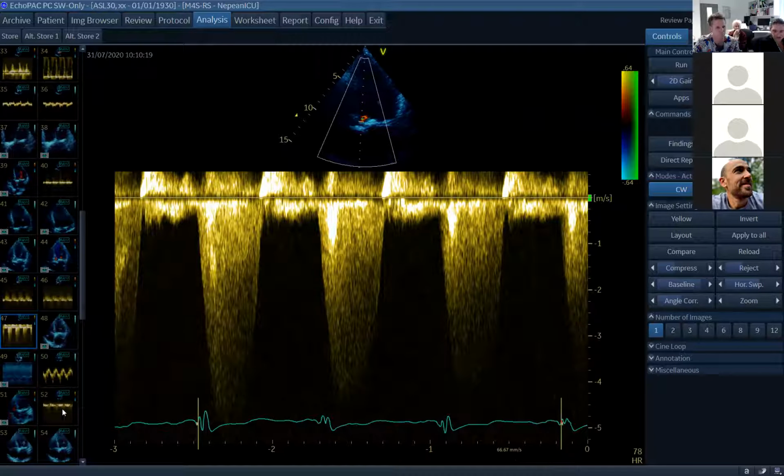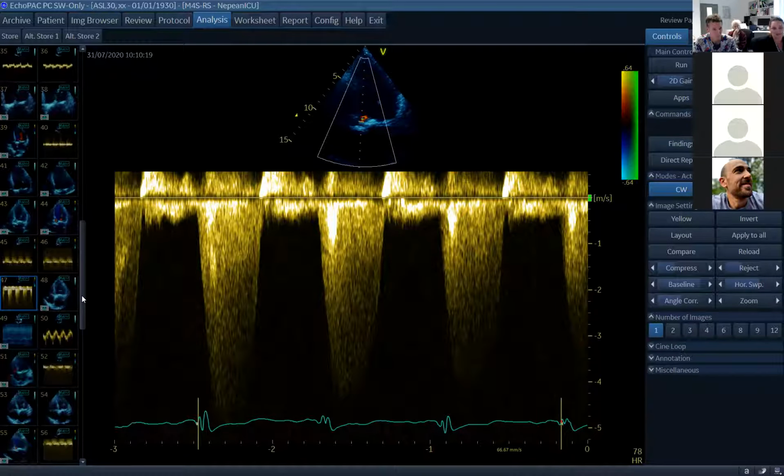So that's apical 5-chamber with continuous wave Doppler through the aortic valve, showing a peak velocity over 4 meters per second. It's almost 5 meters per second, which would be in keeping with severe aortic stenosis, except it might be pseudo-severe. Tell me why. Because the LV function is so poor, if you increase the LV function, the valve may open more and the velocity may actually drop.